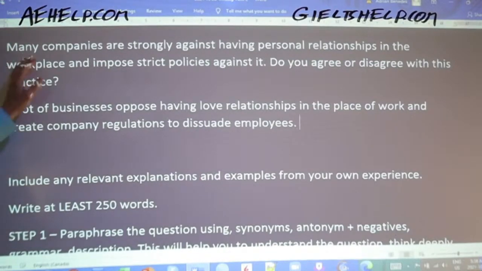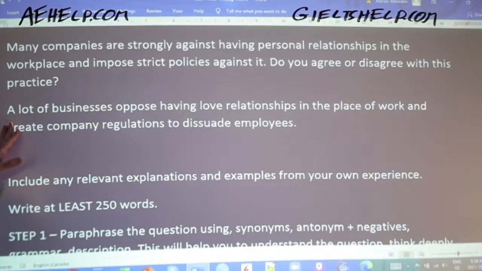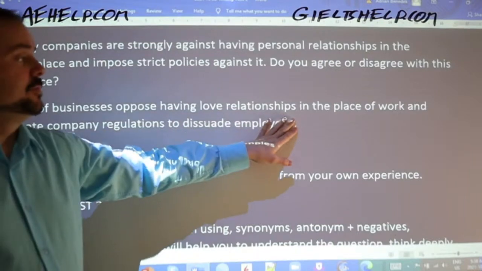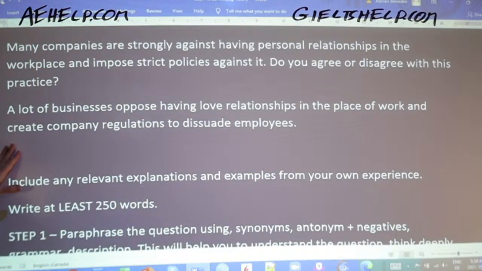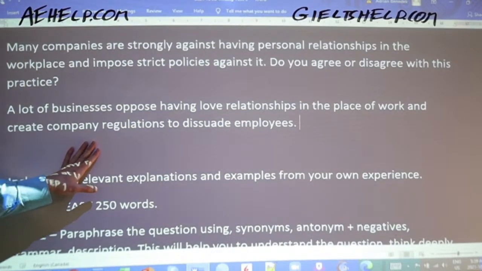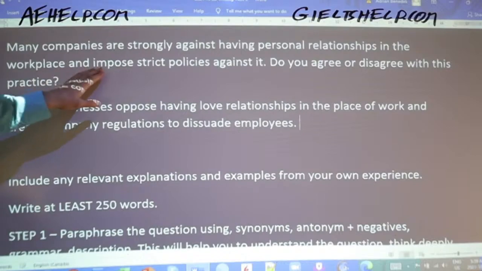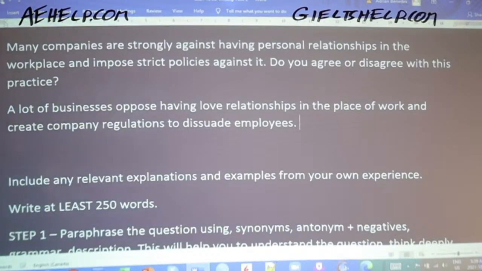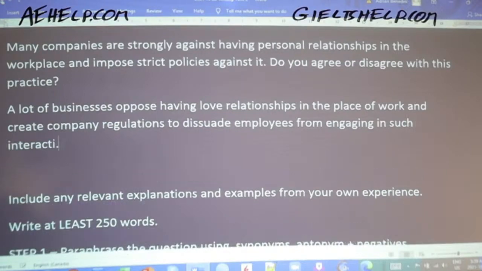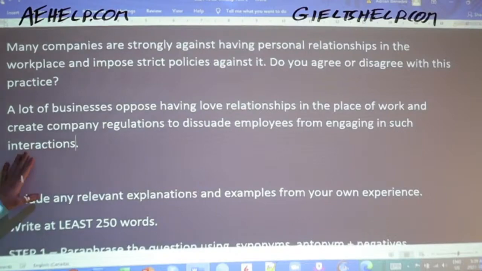So here's the main sentence. Many companies are strongly against having personal relationships in the workplace and impose strict policies against it. Another way to say that, in my opinion, is a lot of businesses oppose having love relationships in the workplace and in the place of work. Sorry. So instead of workplace, I just split that and put place of work, and create company regulations to dissuade employees from doing this. So policies against it, dissuade is to discourage. And I feel like it sounds or reads better if I finish this from engaging in such interactions.